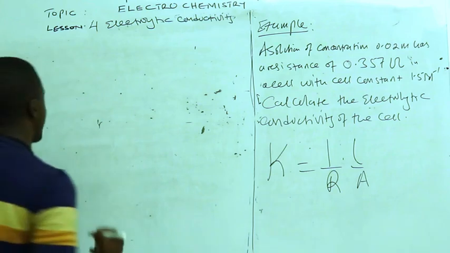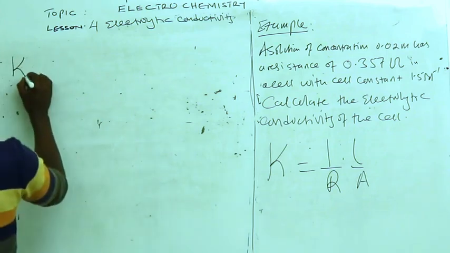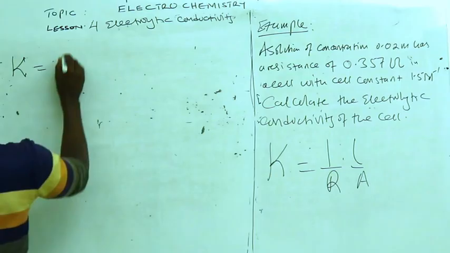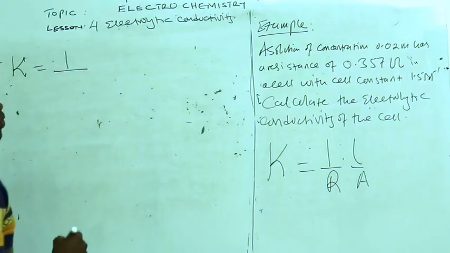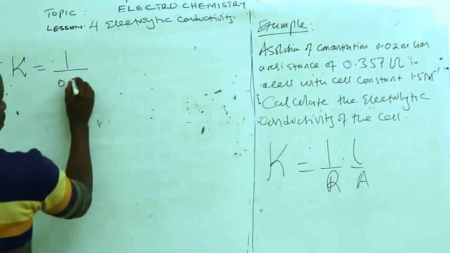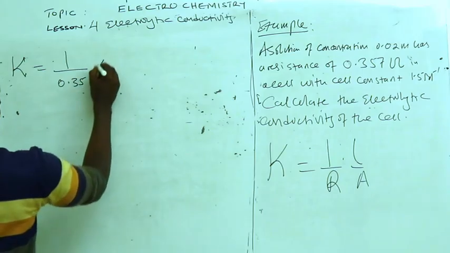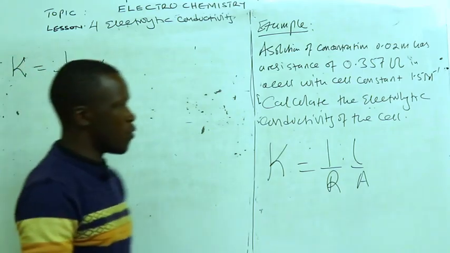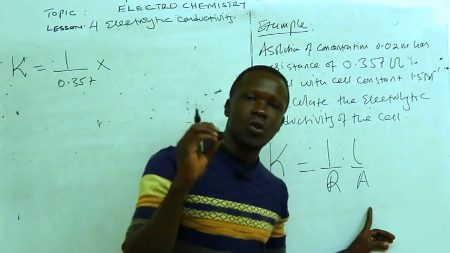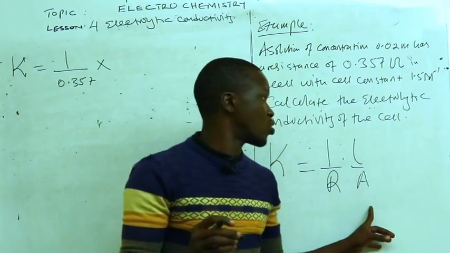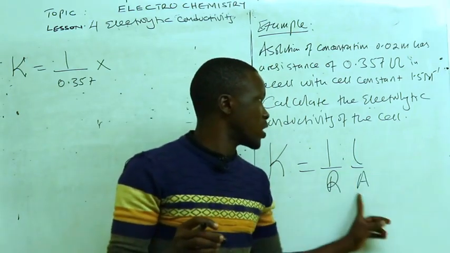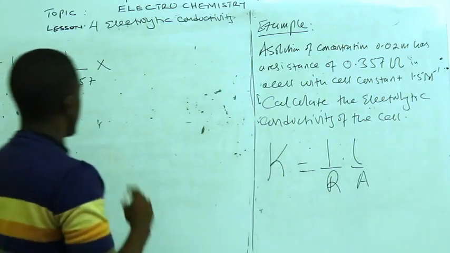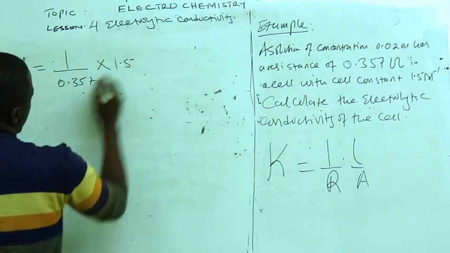So we simply now say that our K is equal to 1 over 0.357 times the whole of the length over area, which is called the cell constant. And so this position is taken by 1.5.